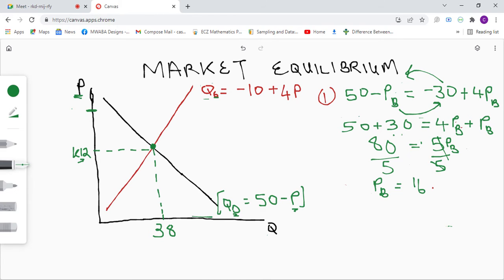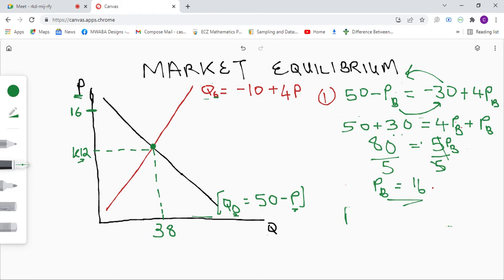Now the consumers are paying 16 kwacha. Now let's find the value of how much the suppliers are receiving.